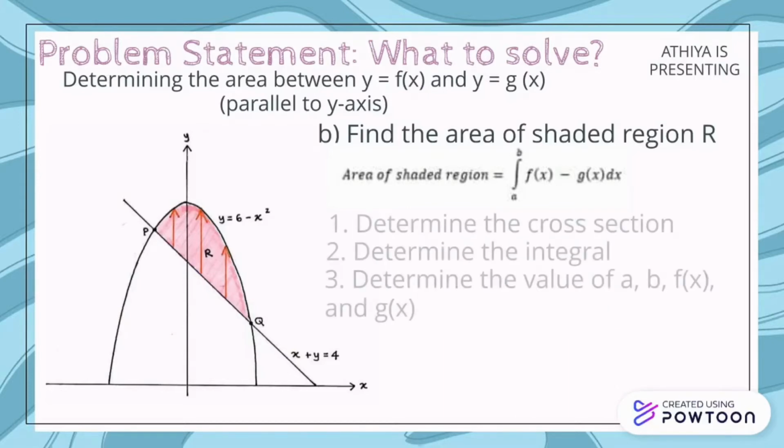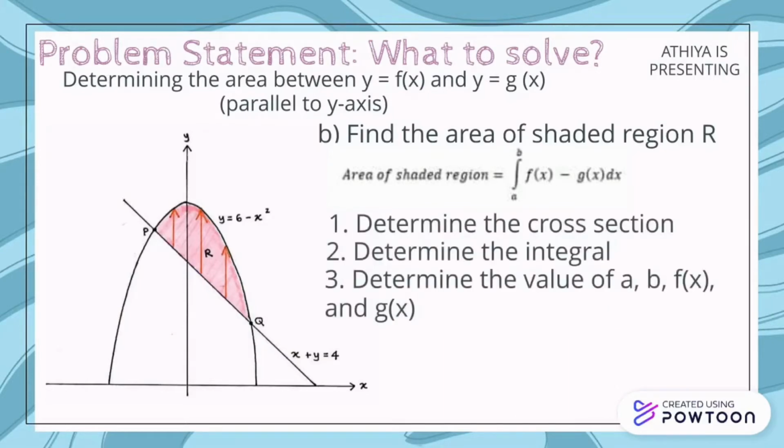For this question, first of all, we should determine the cross-section of the shaded region. For this method, the cross-section will be parallel to the y-axis, as we can see from the graph. From here, we can determine the integral is in terms of x, as we can see from the formula. Next, we can determine the values of a, b, f(x), and g(x). After finding the coordinates of P and Q, we can get the values of a and b from the x-axis.